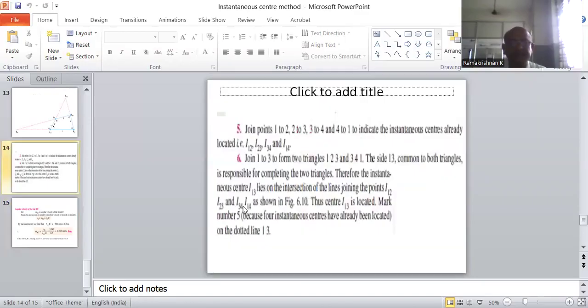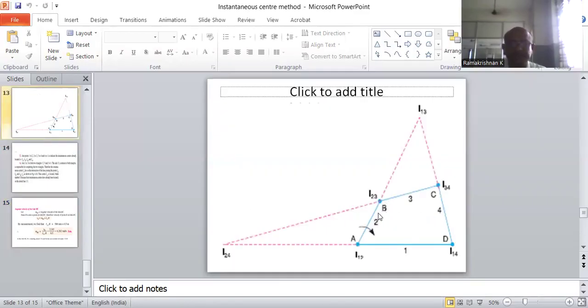Now, from this diagram, B is a common point to the links AB and BC. From the second link AB, we can calculate the velocity of the point B. That is, B is assumed to lie on link 2, that is AB. Now, we can have the velocity of B by using the formula R omega. Here R is I12 I23, that is the length of the link AB. Now, again, we consider the point B lying on the link BC.